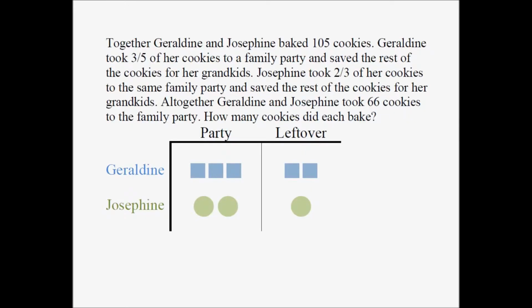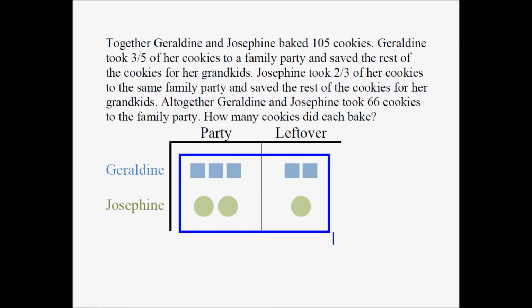We're going to solve this problem visually. So the question is right here. Geraldine took 3/5 of her cookies, so I have 3/5 of Geraldine's cookies that go to the party and 2/5 stay at home. And in the case of Josephine, 2/3 of her cookies go to the party and 1/3 stay at home for the grandkids. According to the question, they baked 105 cookies together. So that tells me this has to be 105. I'm going to write it down here.